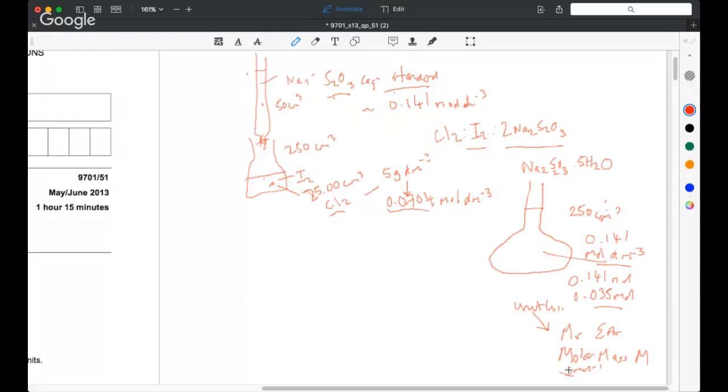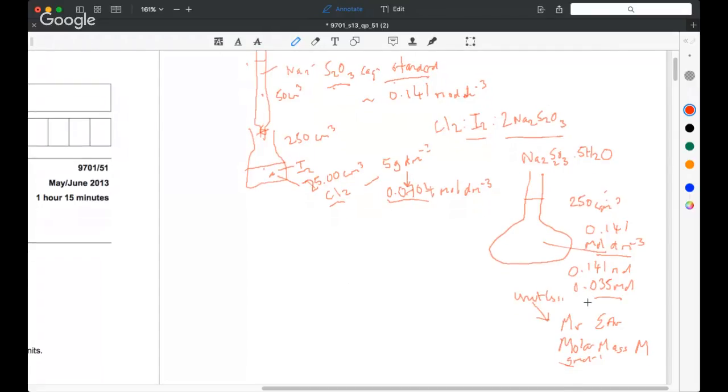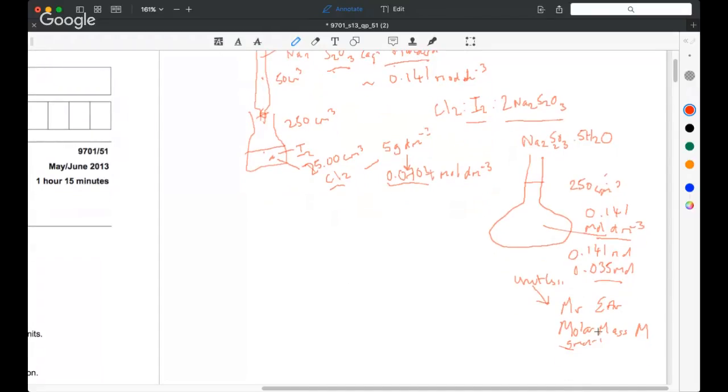So you've got the amount in moles, and you've got the molar mass in grams per mole, because they gave it to you and you added it all up. And what was the molar mass of sodium thiosulfate 5H2O? 248.2.